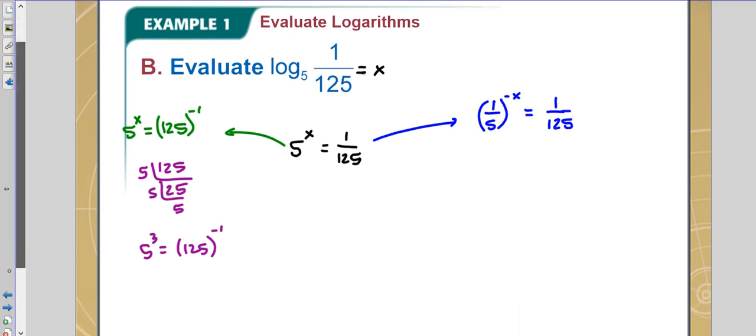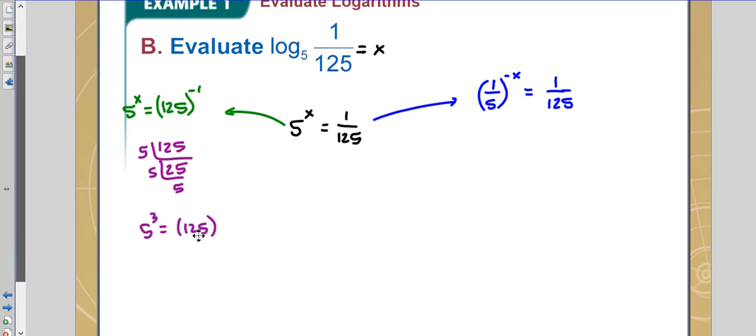Okay, so this is basically what I saw so far. We know that 5 to the 3rd equals 125, but it has the negative 1 there, so I would have to say 5 to the negative 3rd equals 125 to the negative 1. That would be like raising them to the -1. So x would equal -3. That's what we established there.